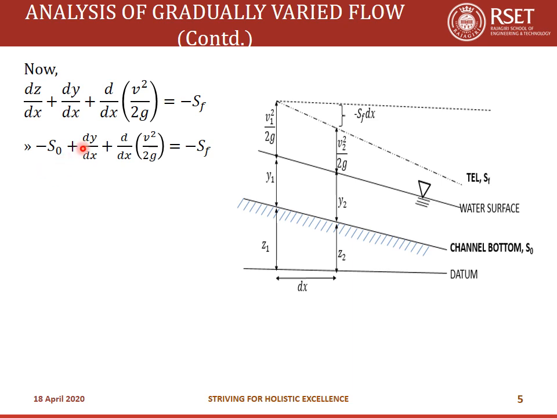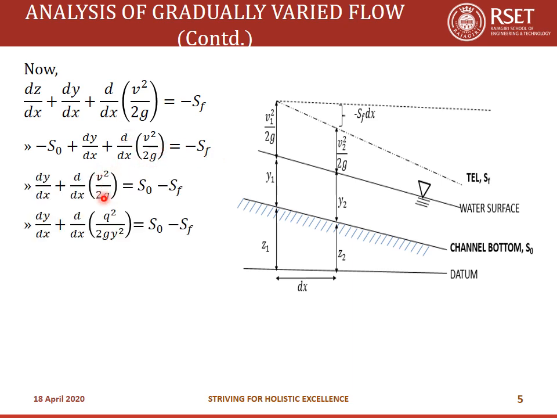So minus S naught plus dy by dx plus d by dx of v squared by 2g is equal to minus Sf. Now like I told you earlier, I'm going to replace v squared by 2g with q squared by 2g y squared. S naught I have taken to one side. So dy by dx plus d by dx of q squared divided by 2g y squared is equal to S naught minus Sf. I'm going to differentiate this term because it's not in its simplest form. Q squared and 2g are constants, I can take them outside. D by dx of 1 by y squared.